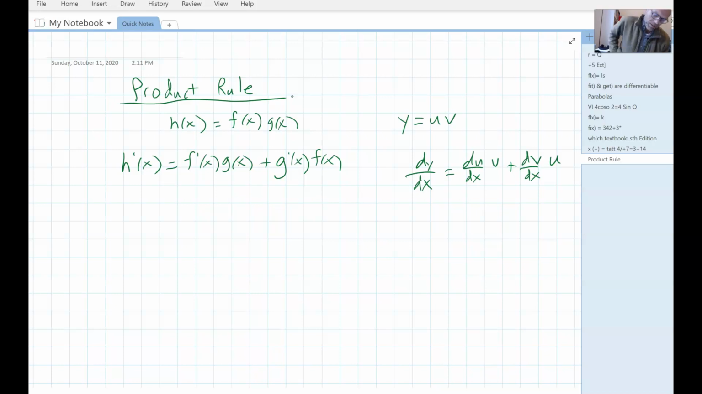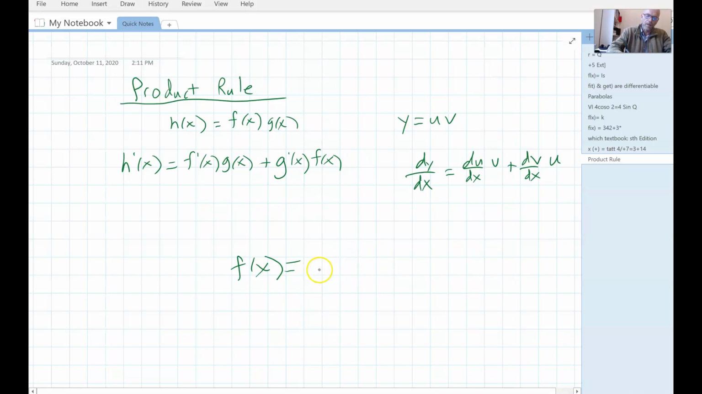anytime the function can be thought of as a product of two expressions, both involving x. So for example, if I have f of x equals 3 times x, it's a really simple one. This can be thought of as two expressions multiplied together, 3 times x, but both of them don't involve x. So this would not be a case where I apply the product rule.